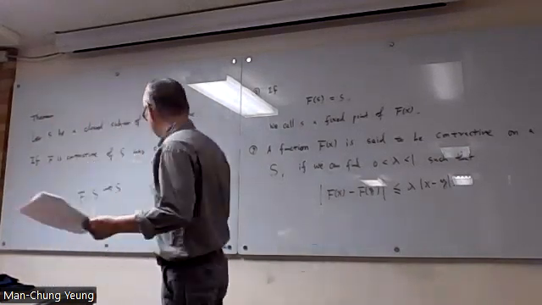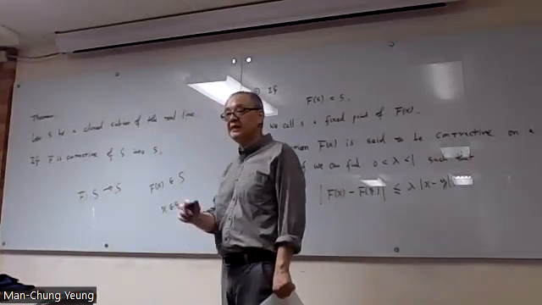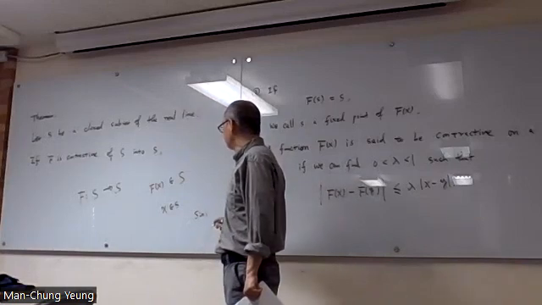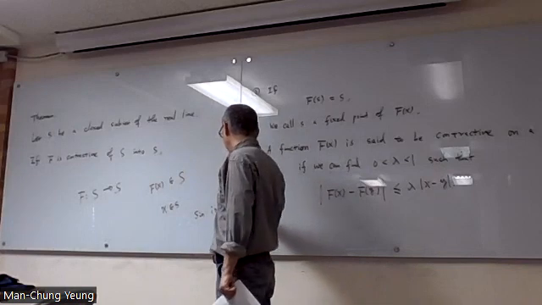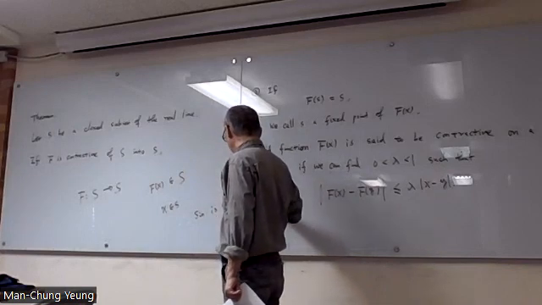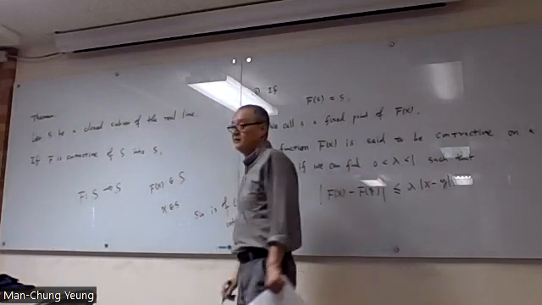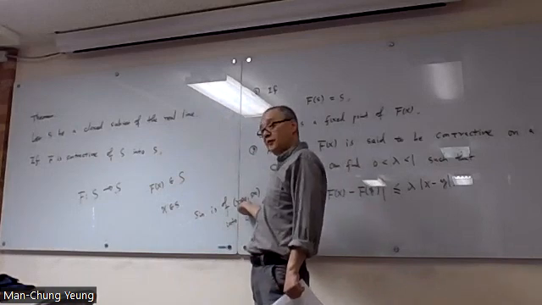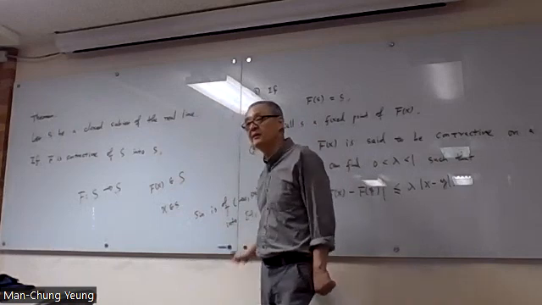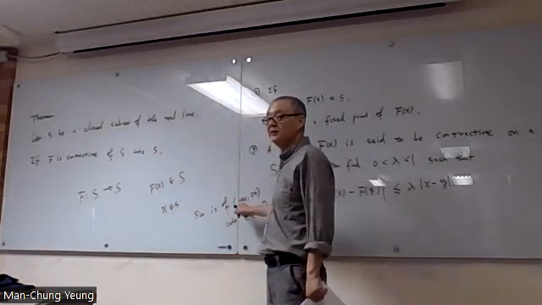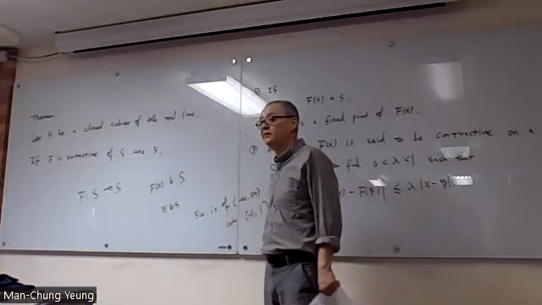Everybody knows sine is a function, right? Sine is a function from negative infinity to infinity into the interval from negative one to one. From this set, for any number, the sine of the number is always between negative one and one. Sine is a function from this interval into this.